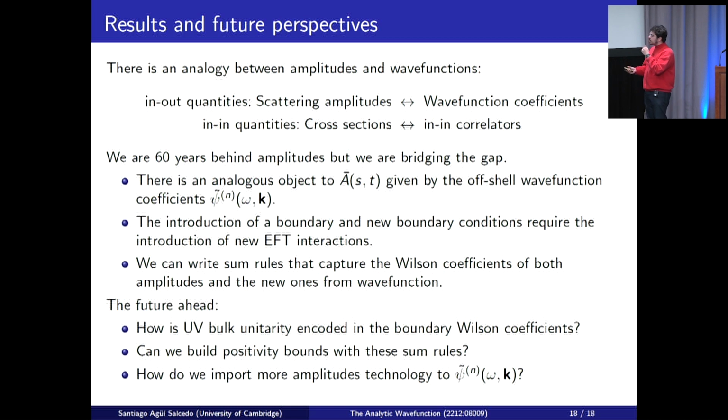But we want to do more things. There's, for example, the discussion of UV bulk unitarity. If time evolution is nice, probability is conserved, how is this reflected at low energies? Because it's not that trivial. We also want to build positivity bounds. It's a thing that was developed recently for amplitudes, that it has been really useful to study effective field theories, but we have not been able to do it quite properly for cosmology. And finally, that is the thing that I'm doing right now, is translating even more amplitudes technology into the study of theoretical cosmology.